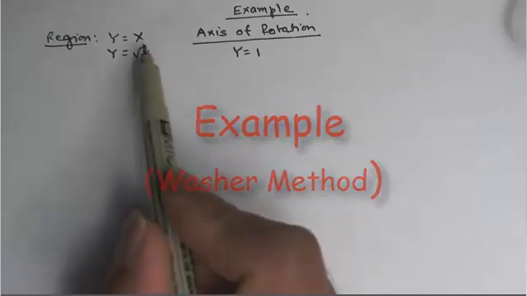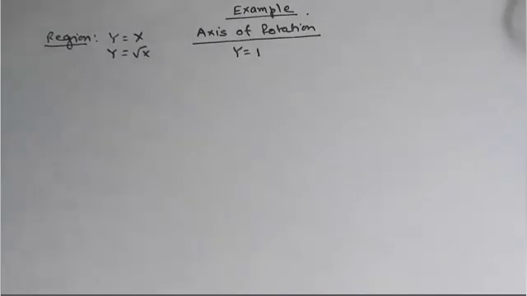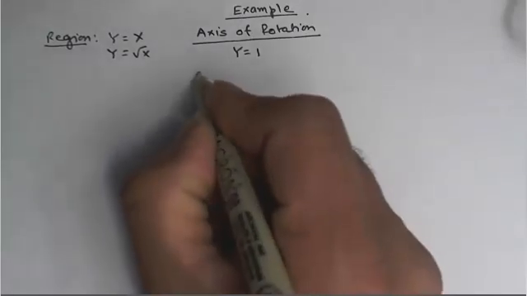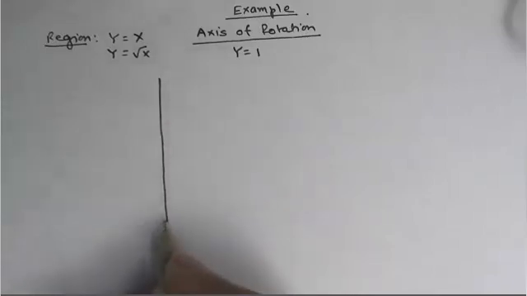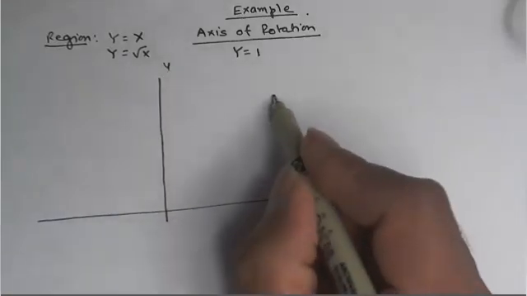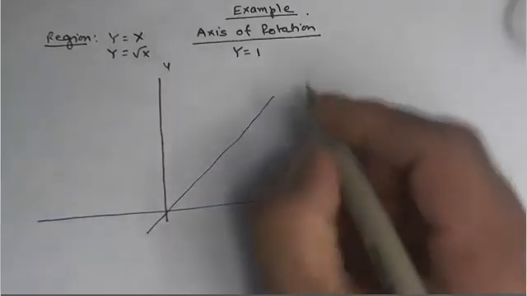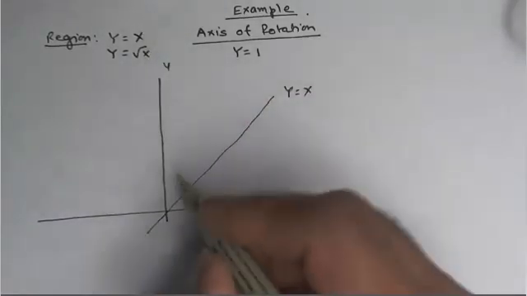New example. Here's the region. It's bounded by these two curves. The axis of rotation is y equal to 1. Here's y. Here's x. This is the line y equal to x corresponding to that.